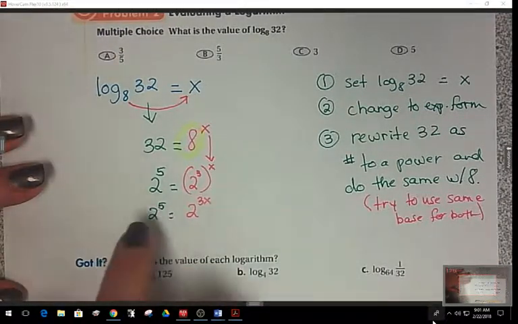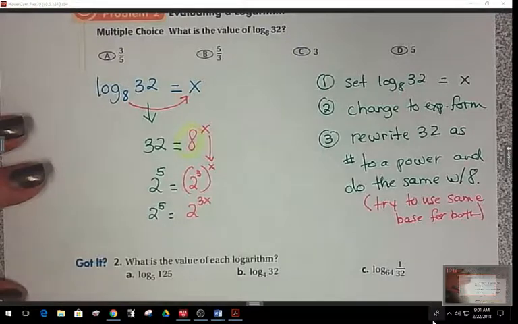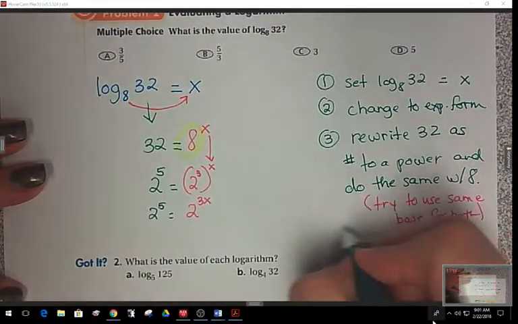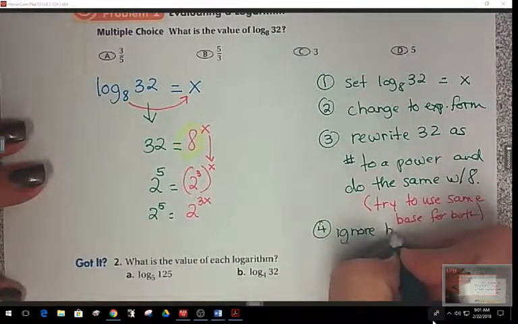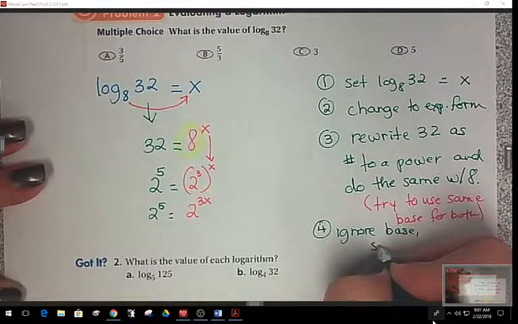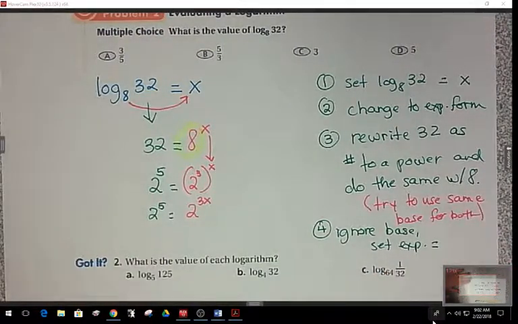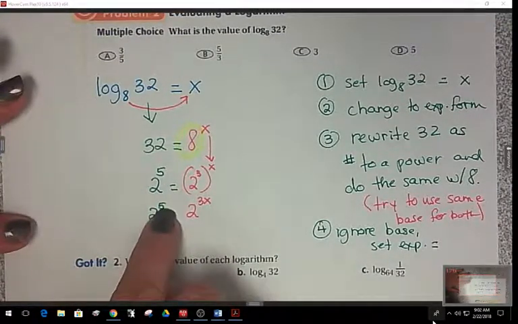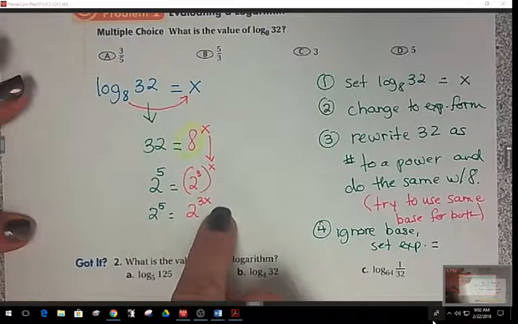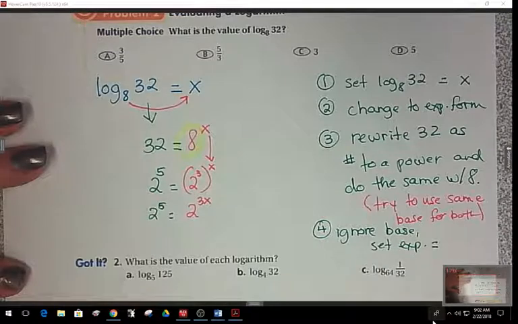And now, if I have a base of 2 on both sides, basically what you're going to do is ignore the base and set the exponents equal. Okay, but you can only do this if your bases are the same. Because if this is 2 to the 5th power, it's got to be equal to 2 to the 5th power over here. So this 3x has to be the same as 5.